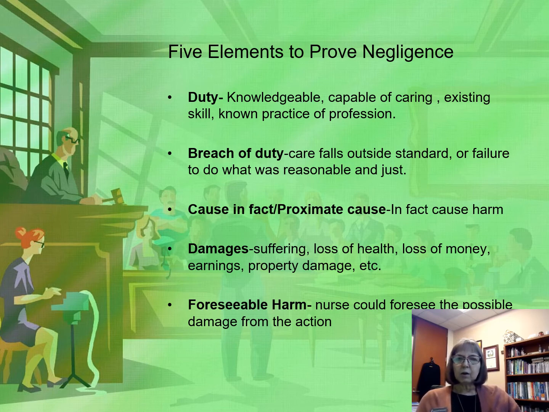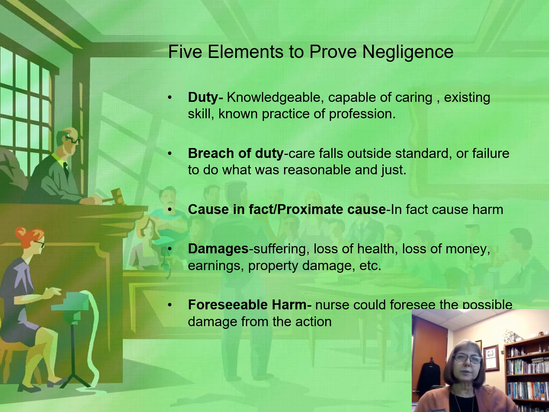And then there needs to be a cause, approximate or in fact cause. In other words, all that is harm. Because of the breach of duty, some type of harm occurred. And I'm going to give you an example of this in just a second. Then there needs to be damages: suffering, loss of health, loss of money, earnings, property damage, consortium. That's a frequently used term, which means loss of enjoyable sex. They can even claim that. So the last thing is foreseeable harm. The nurse could foresee the possible damage from the action of whatever they did, but they did it anyway.